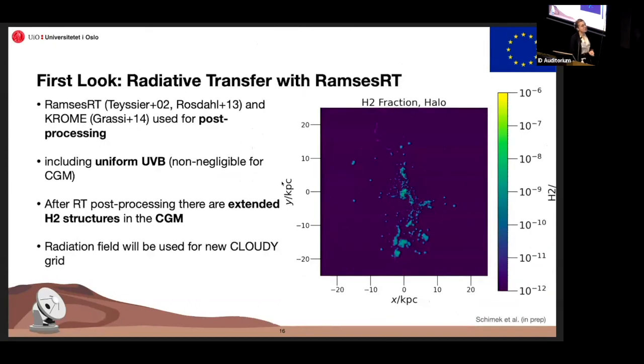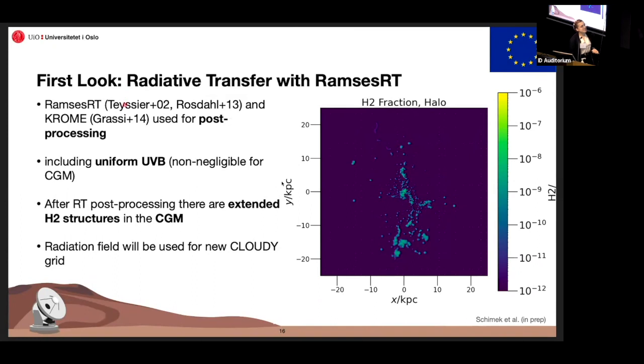Not the end, a first look at the last model. Again, I'm working with Davide on this quite hard. We use Ramses and Chrome in post-processing, and we also include a uniform UVB, which has not been included in any of the submillimeter studies that I've seen that try to model the emission, because they look at the ISM. The UVB background is maybe not so important for the ISM, but for the CGM, it's quite important. And we actually tested it, and it makes a huge difference.